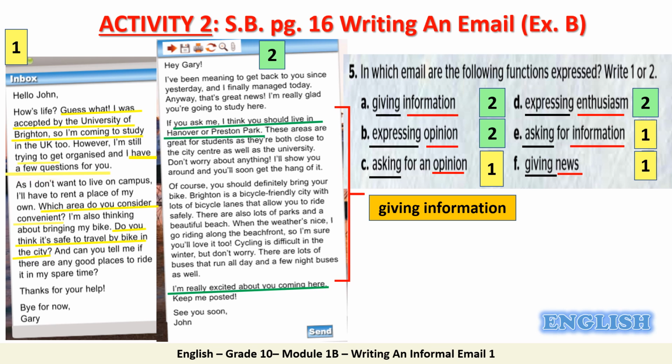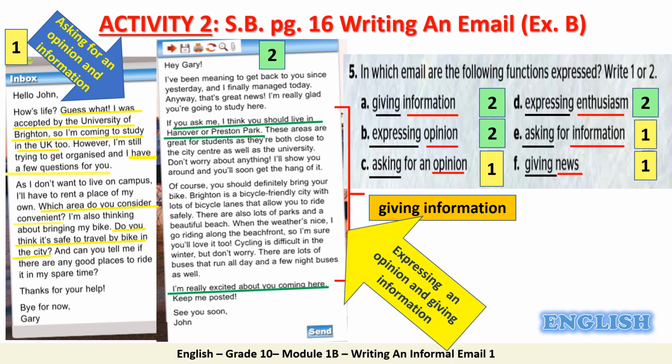So, in conclusion, we can say that email 1, which is written by Gary, is asking for an opinion and for information. And email 2, which is a reply by John, is expressing an opinion and giving information to Gary about Brighton.